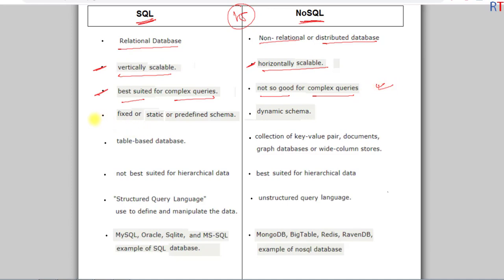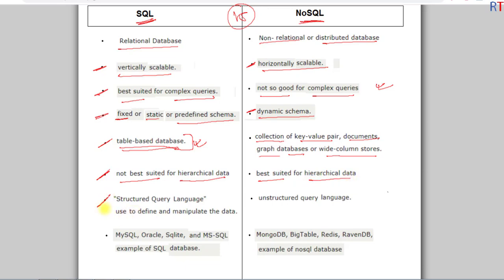SQL databases have a fixed, static or predefined schema, whereas NoSQL has a dynamic schema. SQL databases are known as table-based databases because they display the data in the form of tables. That's why it is called a table-based database, whereas NoSQL uses a collection of key-value pairs, documents, graph databases or wide-column stores. SQL databases are not best suited for hierarchical data storage, whereas NoSQL databases are best suited for hierarchical data storage.